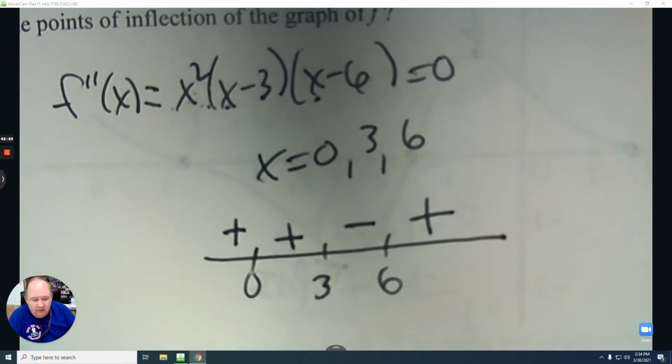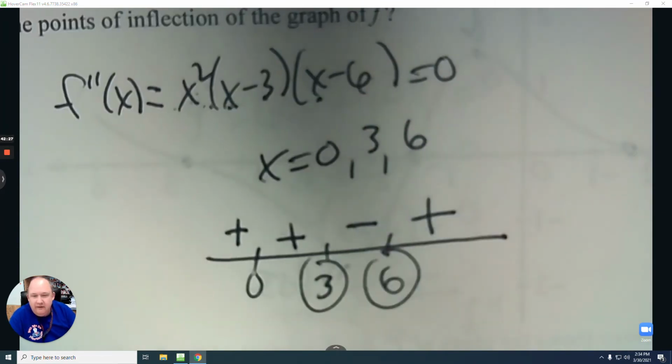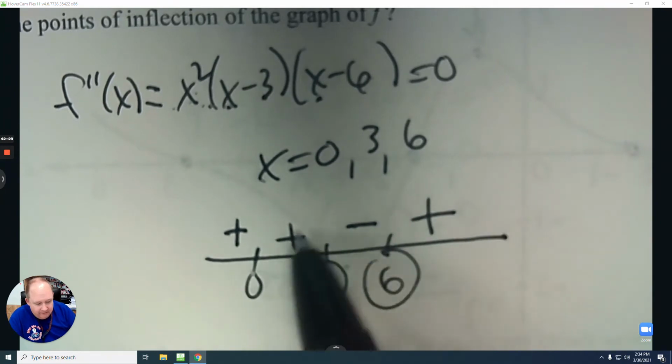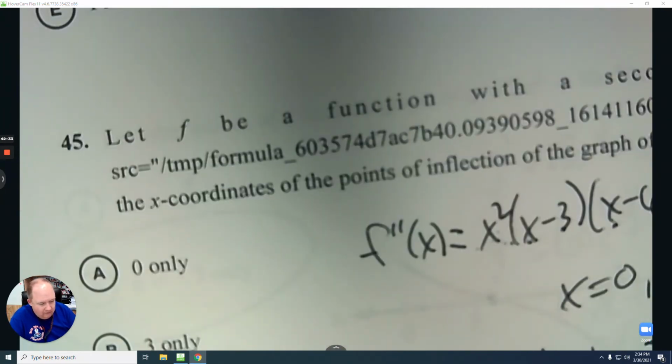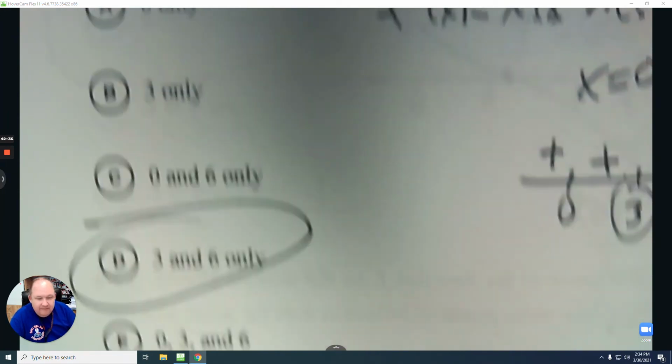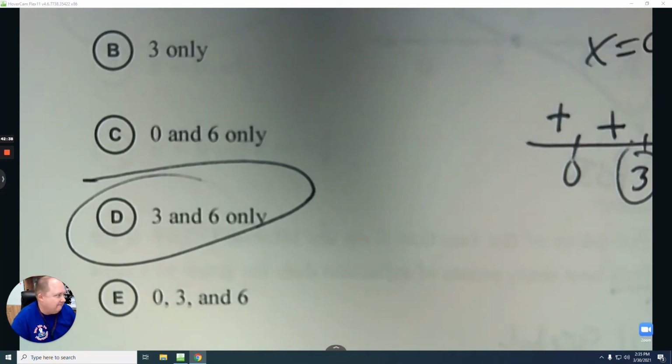So how many times does it change signs? At 3 and at 6, you can see the concavity changes. And so at 3 and at 6 is where the points of inflection are.